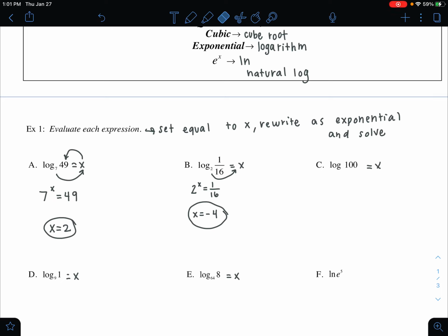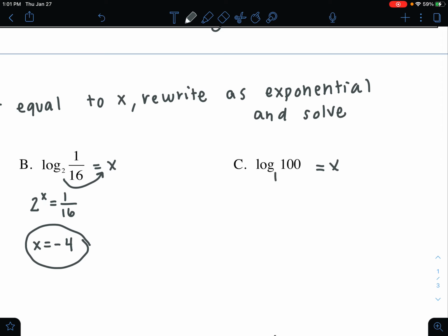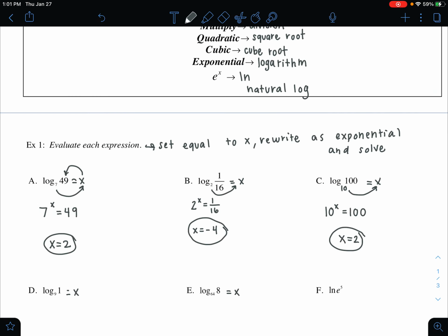On C, you might be thinking, Miss Maga, you forgot to put a base here, but we've had this conversation. If I don't have a base given, we can assume that it's a base of 10. So we can rewrite this as an exponential and say 10 to the power of what is 100? Well, 10 to the 2nd power is 100. Awesome.